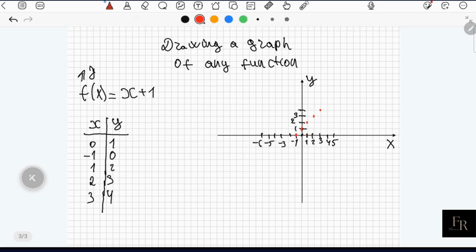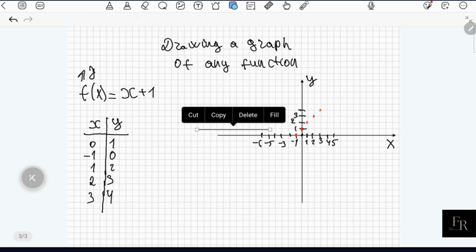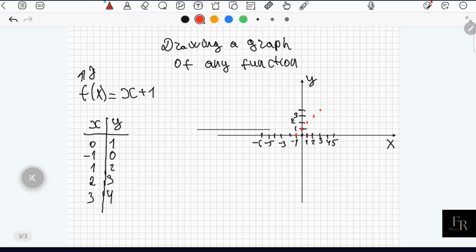Now we can basically draw a line. We just need to, sorry, it didn't work. We just need to, as you can see, draw the line going through the points of this function.